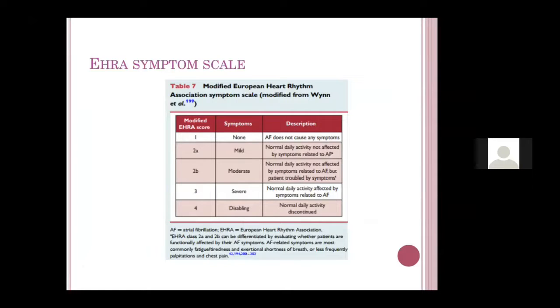Like we have the NYHA classification, Canadian Cardiovascular Society for dyspnea, angina, palpitation, AF also has a symptom scale which is known as the European Heart Rhythm Association scale. So class 1 is one where the AF does not cause any symptom. All the asymptomatic AFs will be class 1. 2A is normal daily activity not affected. 2B is normal daily activity is not affected, but patient troubled by other symptoms. So AF related symptoms are not there, but other symptoms are there. 3 is the symptoms related to AF are there, and 4 is normal daily activities discontinued, which we don't see most commonly because of the AF.